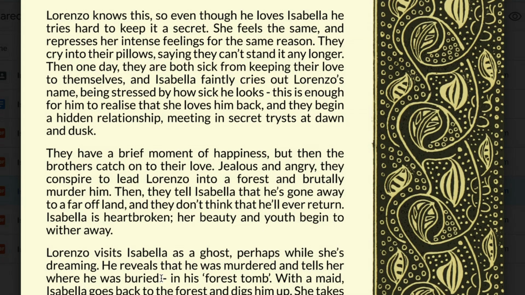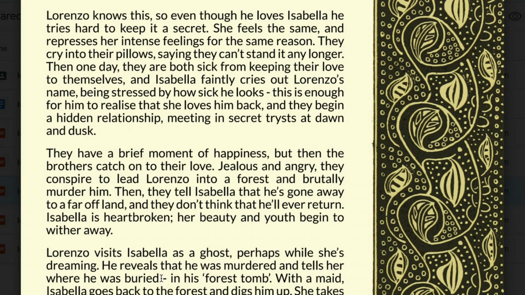So yeah, they're lovesick. They get really sick and ill because they're not able to express their love for one another. Isabella faintly cries out Lorenzo's name because she sees him and he looks really ill. And just from that one whisper of his name, he realizes that she actually loves him back and it's not just one-sided. So they begin a hidden relationship.